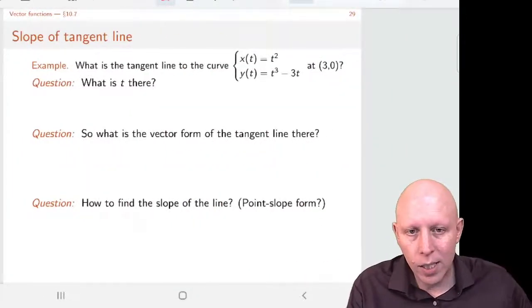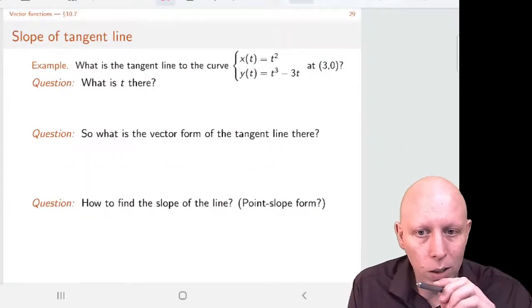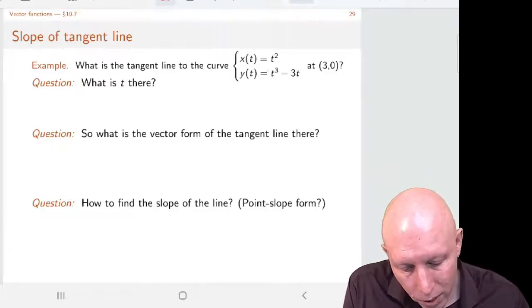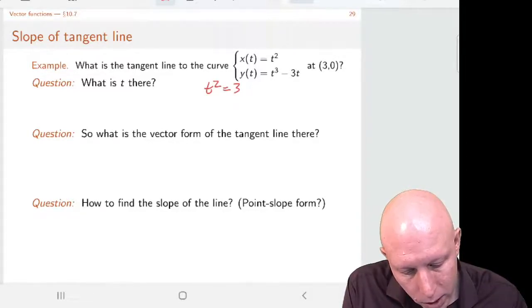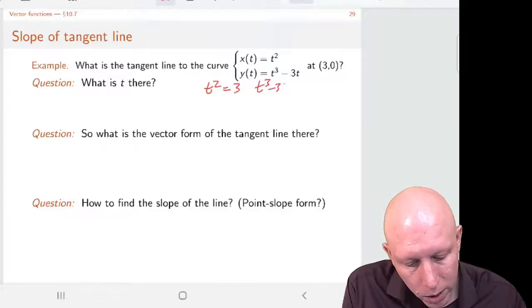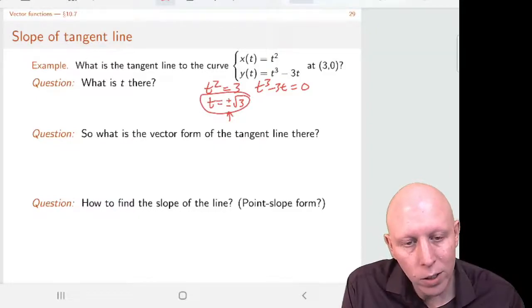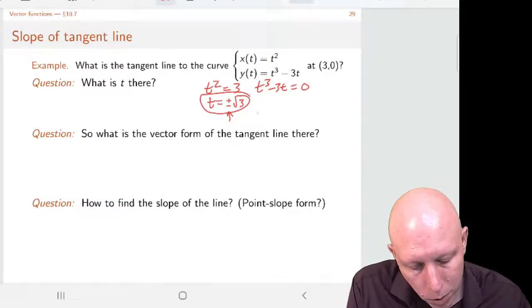So similar to what we did before, we need to figure out what the time is. So we want t squared to be equal to 3 and t cubed minus 3t to be equal to 0. So if t squared is equal to 3, then t is equal to plus or minus the square root of 3. Oh, there's our plus or minus. That's our 2 different points when it goes through. And we can check to make sure both of those work here.